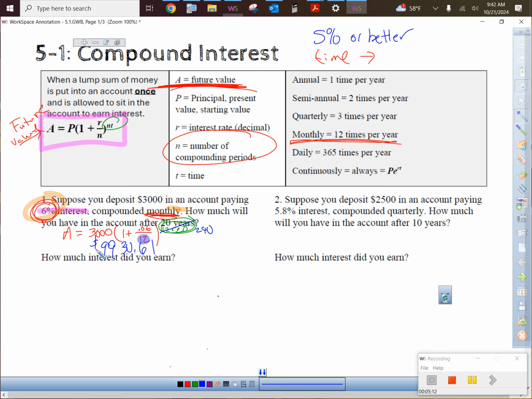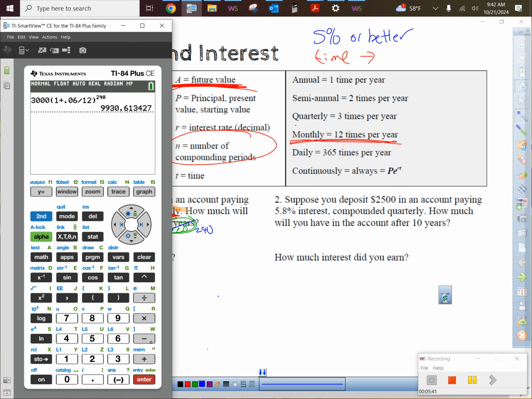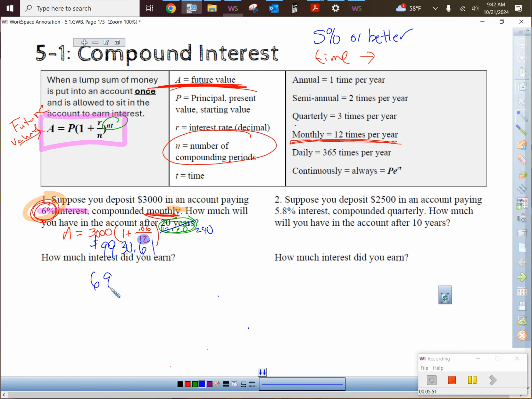So what you do is you take that number and subtract away your original principal of 3,000, and you made $6,930.61. So that's how much interest you made. The way I got that was subtracting away the money that we put into the bank. Does that sound okay? Let's try another one of those.